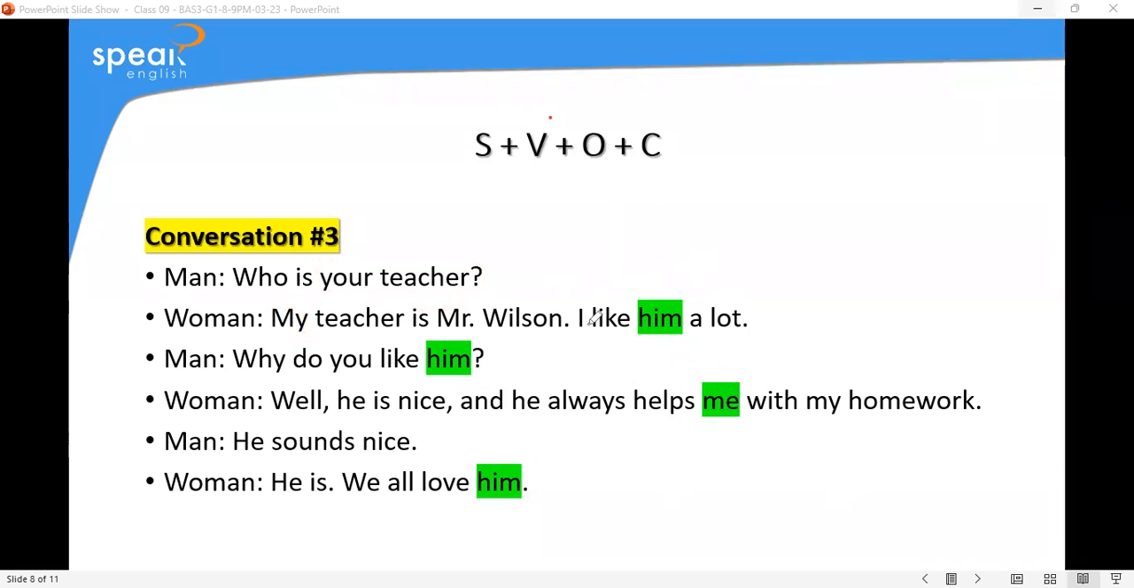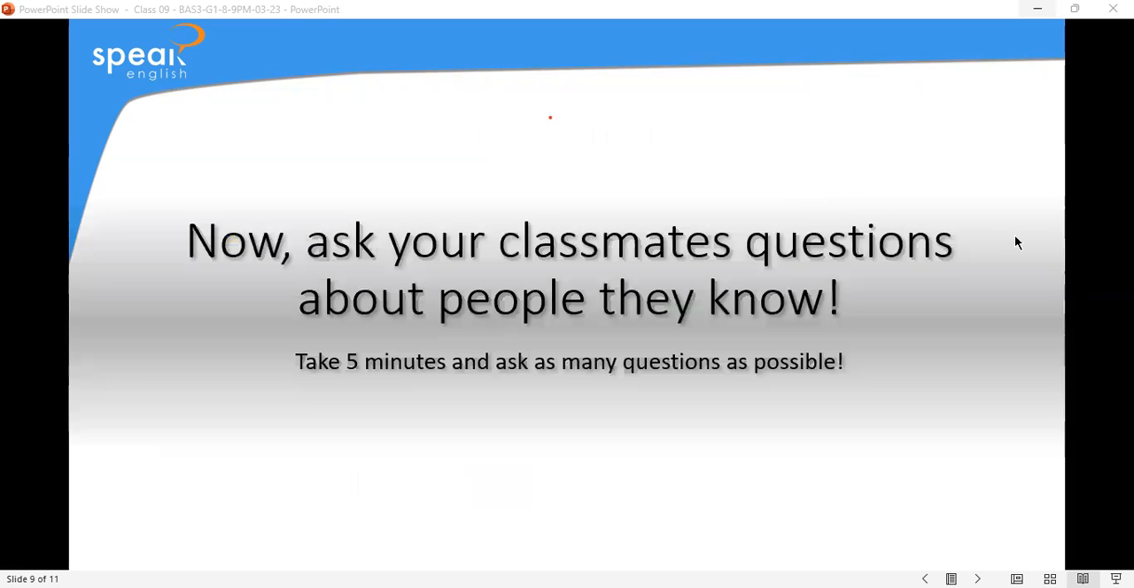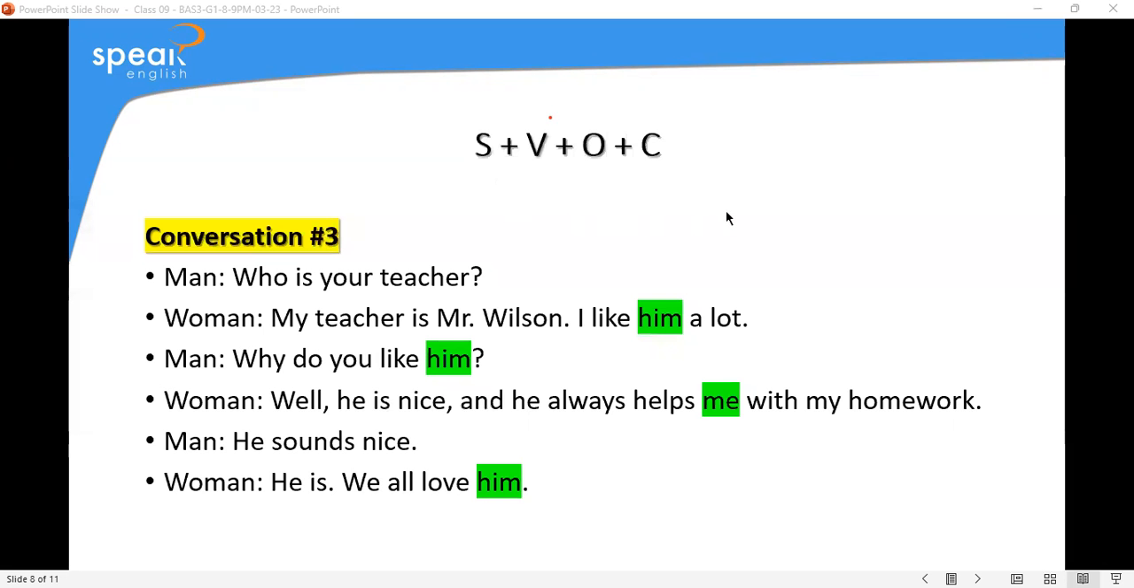So this is just to keep in mind how we use the object pronouns in the middle of the sentence, okay? So now, before we begin, we are going to be practicing some questions. Questions related to people that you know, okay? So I'm going to ask you a few questions. So you try to answer the best that you can. Remember that we try to use this specific structure.